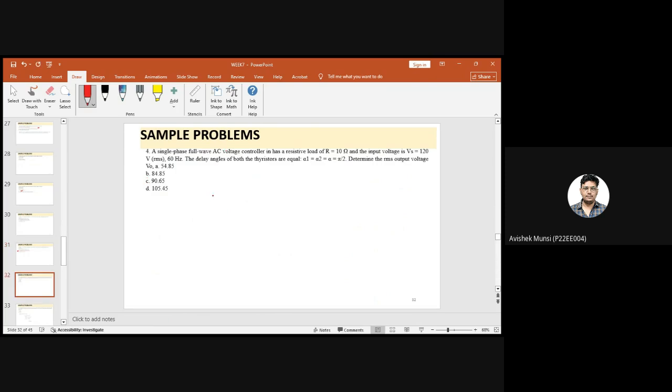Next, a single phase full wave AC voltage controller is given where R is 10 ohm, Vs is 120, and the fundamental frequency is 60 hertz. Alpha 1 equal to alpha 2 equal to alpha is given as pi by 2. So you have to determine the output voltage. So directly put the formula which I had given, so you will be able to solve it. Okay, so try to solve it.